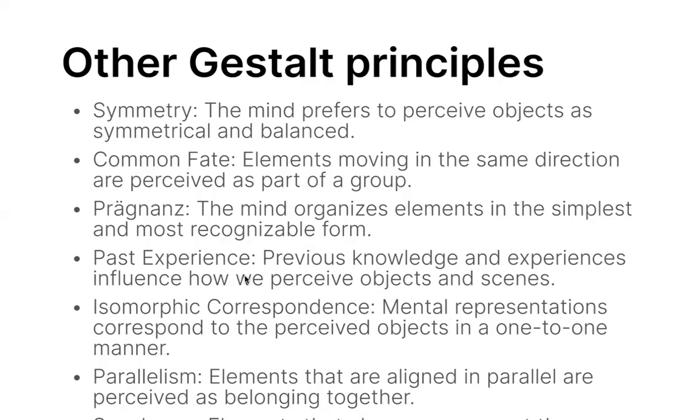Then there is also a principle of isomorphic correspondence. Basically, mental representations correspond to the perceived objects in a one-on-one manner. So, for instance, if I draw a tree, right, and then beside it I draw a human being, typically, if the size of the human being does not align with the size of the tree as I recognize it in real life, it becomes confusing, right?